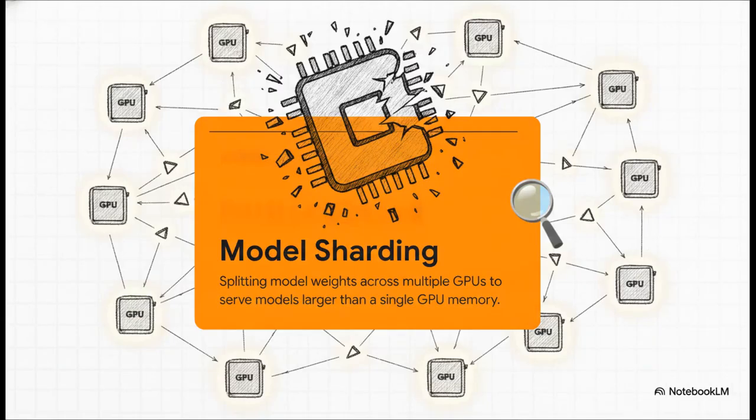And because the model is way too big for a single chip's memory, we use model sharding. We quite literally split or shatter the model weights across multiple GPUs. This forces the GPUs to work together as a unified hive mind to serve the model.